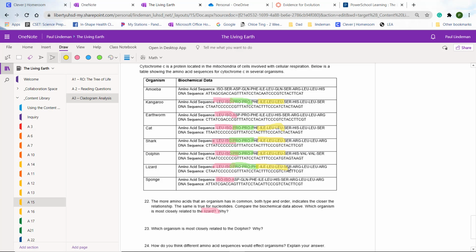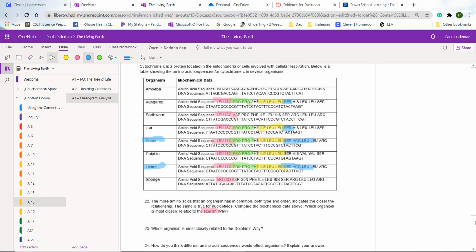Okay, so now we're going Ser Arg Leu. Let's go blue. We're looking for things that have Ser Arg Leu the same. Ser, nope, can't be this one. Ser, nope. Ser Arg Leu. So it looks like the thing that's closest related would be the shark and the lizard based on this. So that's how you do this.